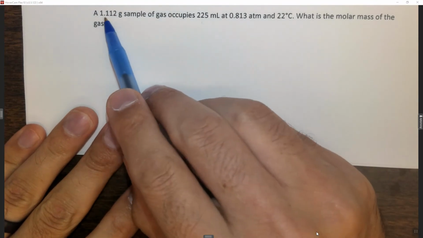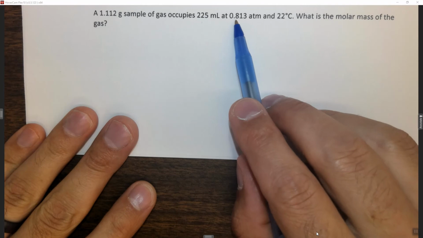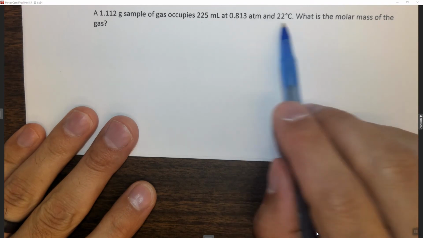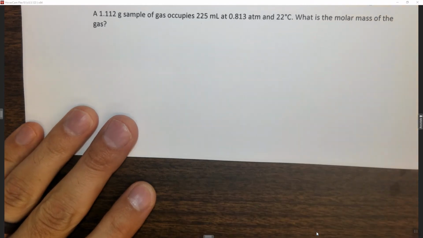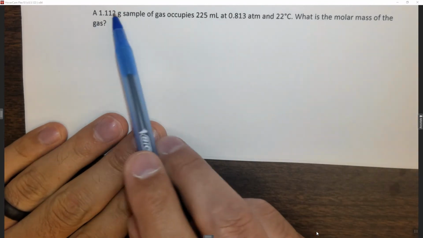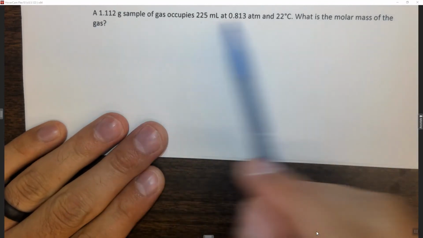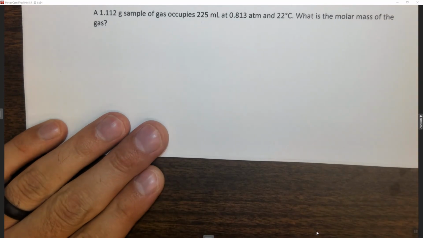It says a 1.112 gram sample of gas occupies 225 milliliters at 0.813 atmospheres and 22 degrees C. What is the molar mass of the gas? So at first sight, this seems impossible, right? They're giving you a mass of the sample and some gas law information, and they're asking you for the molar mass of the gas. How are you going to figure that out?